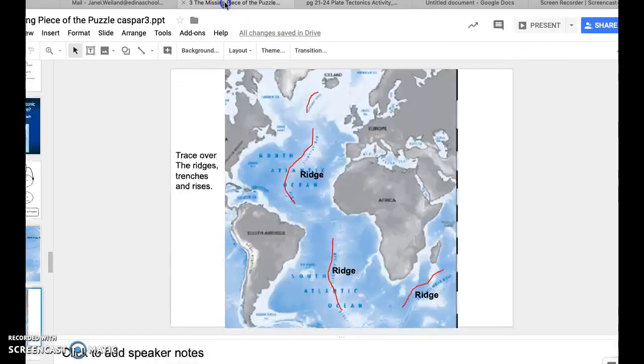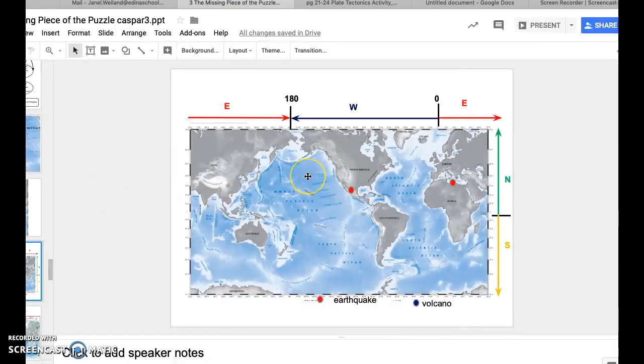So to do that, I'm going to go to here. So on your big map, and you might have to pause quite a few times for students to catch up, but first on your map, you're going to notice that at the top, you've got a bunch of degrees, and you'll see little letters, E and W for east and west, and then we've got north and south.